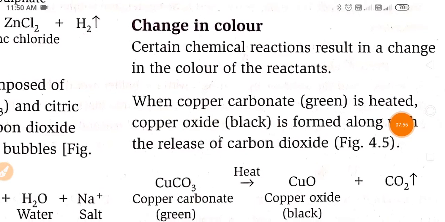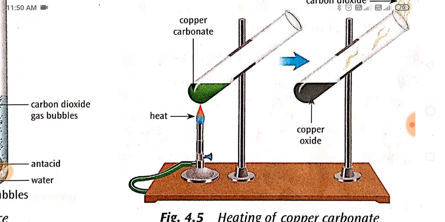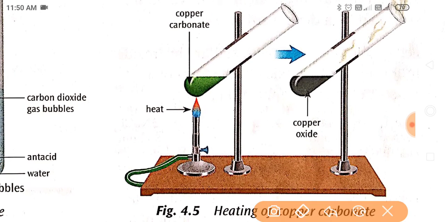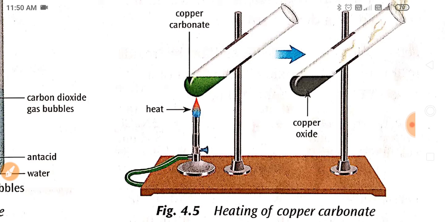So now we move to the change in color. Certain chemical reactions result in a change in the color of reactants. When copper carbonate, green in color, is heated, copper oxide, black, is formed along with the release of carbon dioxide. You can see in the figure also, figure 4.5, heating of copper carbonate. So it's a simple reaction. When you heat this copper carbonate, which is green in color, it turns black in color, and it changes into carbon dioxide.